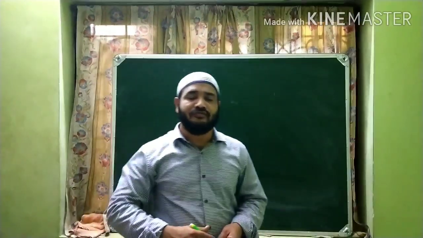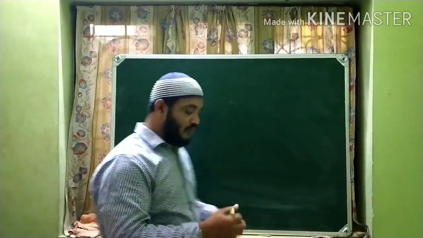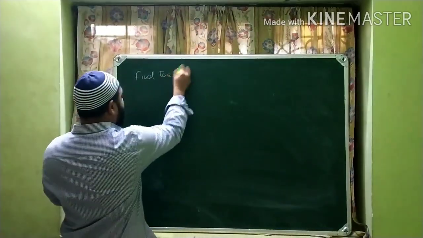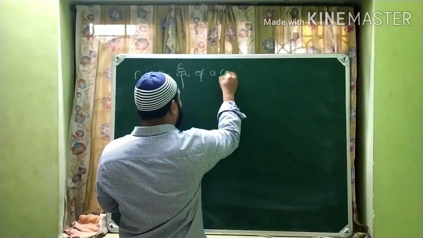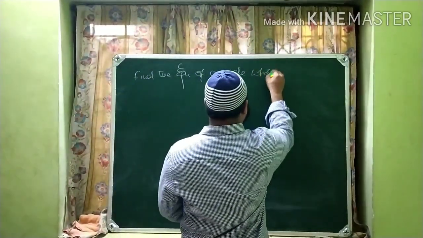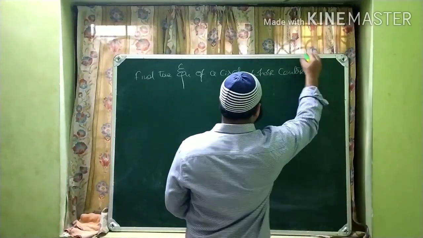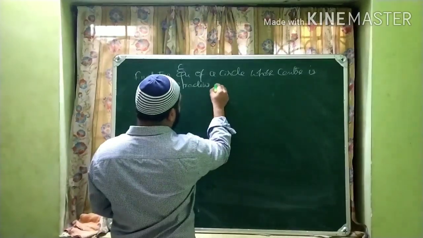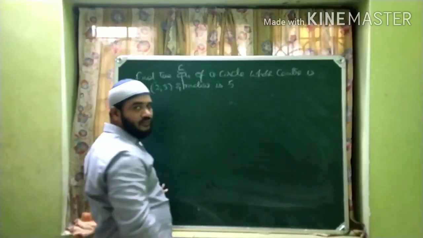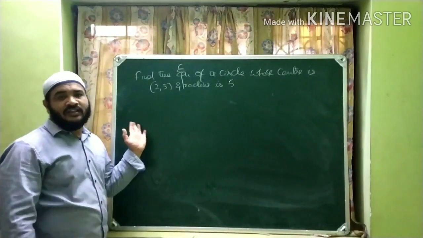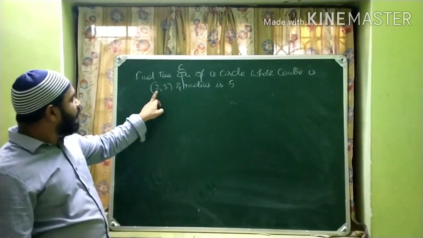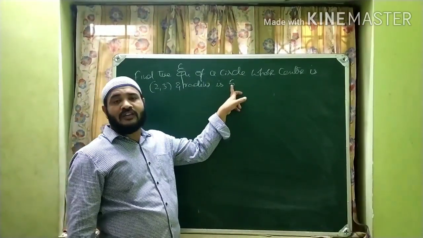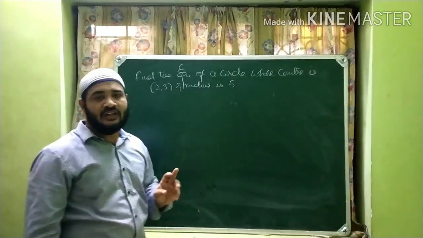Now let's practice with the examples which we have learned so far. Find the equation of a circle whose center is (2, 3) and radius is 5 units. So how do we find the equation of this circle? We have been given the center (2, 3) and radius 5. So what is the formula that we have? Yes, the central form of the equation of the circle.